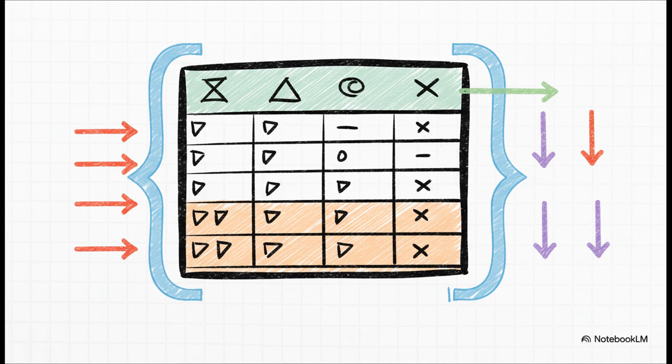Degree is the number of columns. Let's count them. 1, 2, 3, 4. So the degree is 4. And cardinality is the number of rows. Let's count. 1, 2, 3, 4, 5. So the cardinality is 5. Please don't mix these two up.